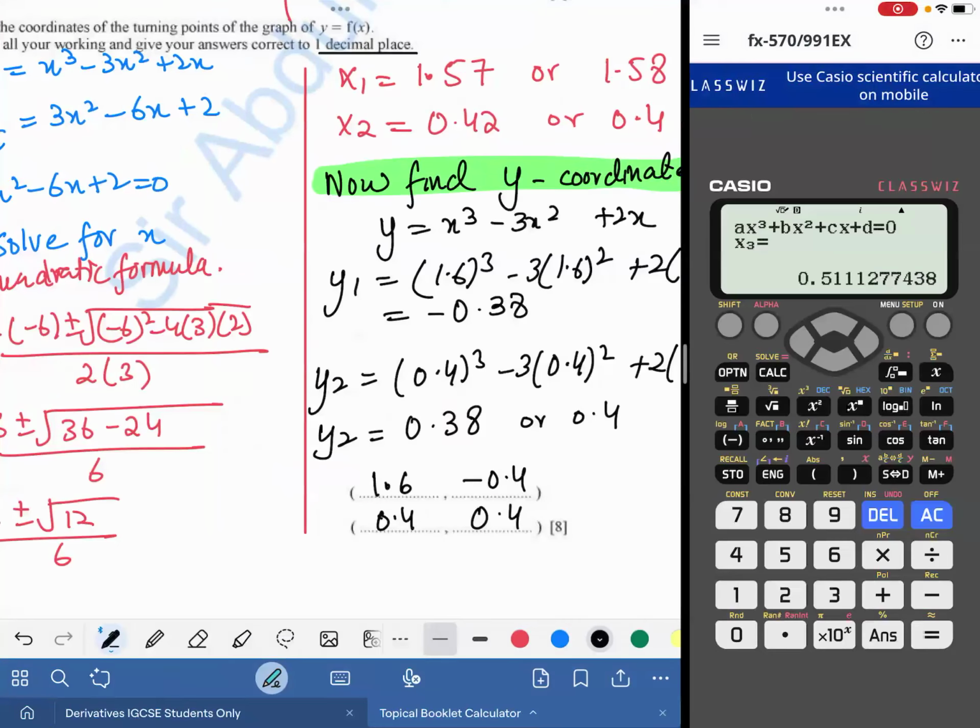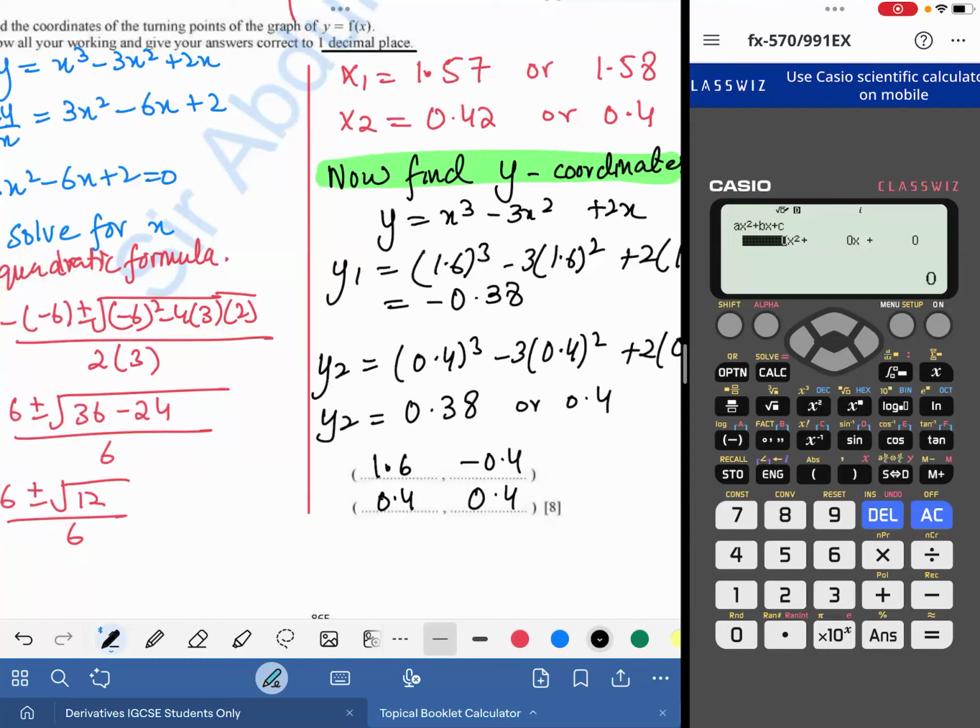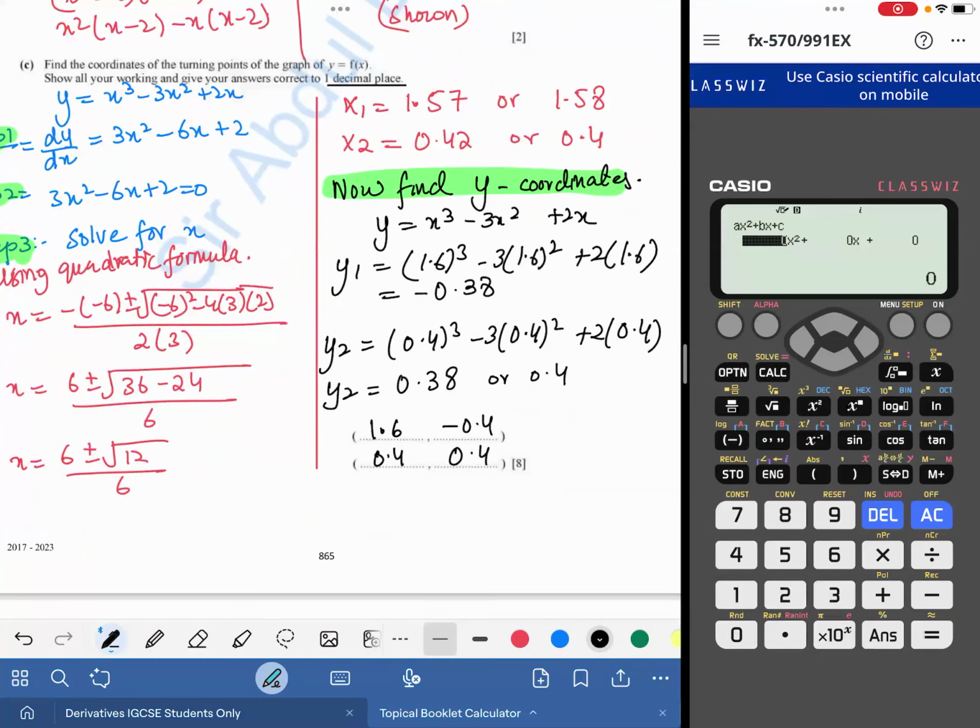Now how to solve a quadratic equation in a calculator? Please press mode 5. Mode 5 and 3 is quadratic. In my calculator, my equation is at a, so I will just make this blinker and then press equals to. That is polynomial of degree 2. In your Casio calculator, you press mode 5 and 3. So I am going to calculate this quadratic equation.